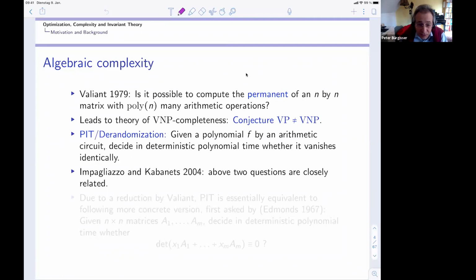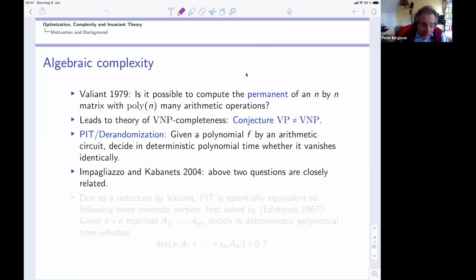Amazingly, these two problems of proving lower complexity bounds and derandomization are closely connected. There is this very well-known paper by Kabanets and Impagliazzo from 2004, where they showed that the questions are closely related. I don't want to state it formally, but I'm sure many of you know. So people realized one way to prove complexity lower bounds is maybe to derandomize.